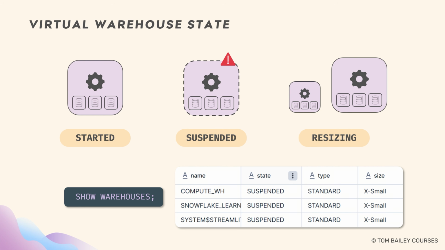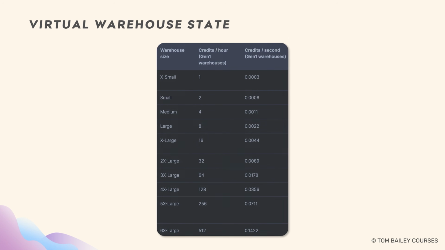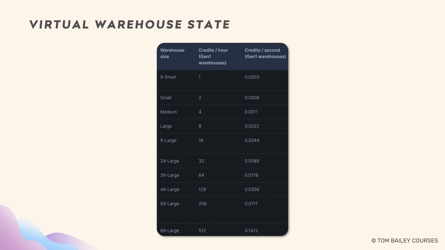By default, when a warehouse is created, it's automatically in the started state. Let's go on a quick detour on warehouse billing to understand why this is significant. Snowflake will charge a certain number of what Snowflake call credits per second a warehouse is in the started state, regardless of whether it's processing queries.